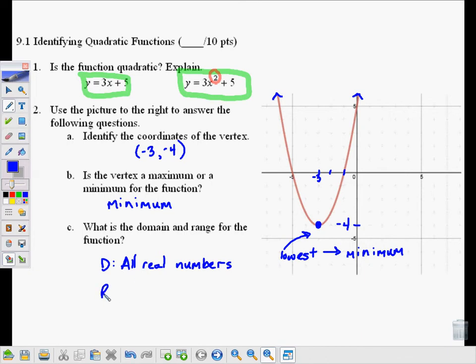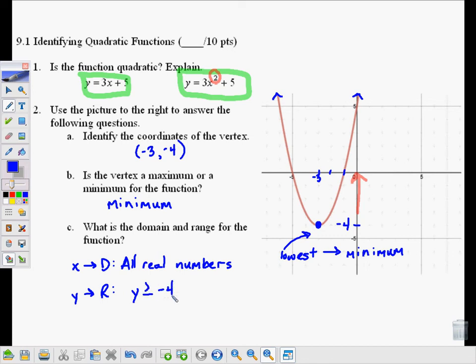Now the domain has to do with the x's. So range has to do with the y's. Remember, the domain has to do with x. And then the range has to do with the y values. Now as I look here, the lowest y value is at -4, and then from there it goes up. Okay, so we start at -4 and goes up. So the way I'm going to write this is that the range are the y values greater than or equal to -4.